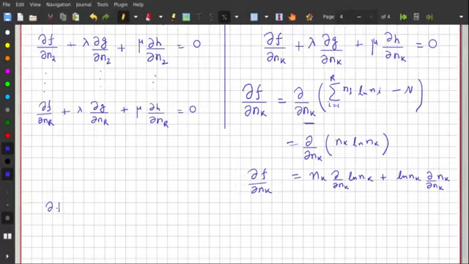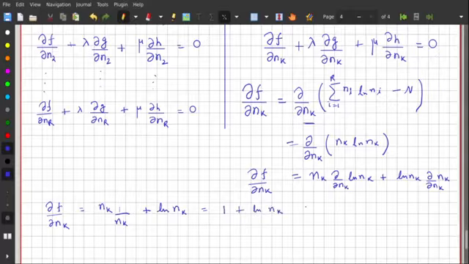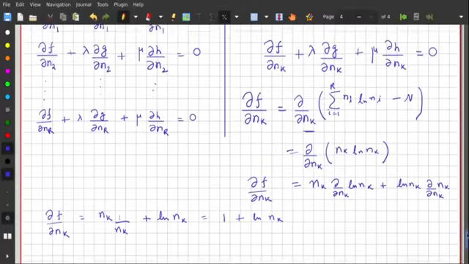So what is partial f partial nk? Partial f partial nk is nk times the derivative of log nk, which is 1 over nk, and then plus log nk. So this becomes 1 plus log of nk. Okay, so that's partial f partial nk.